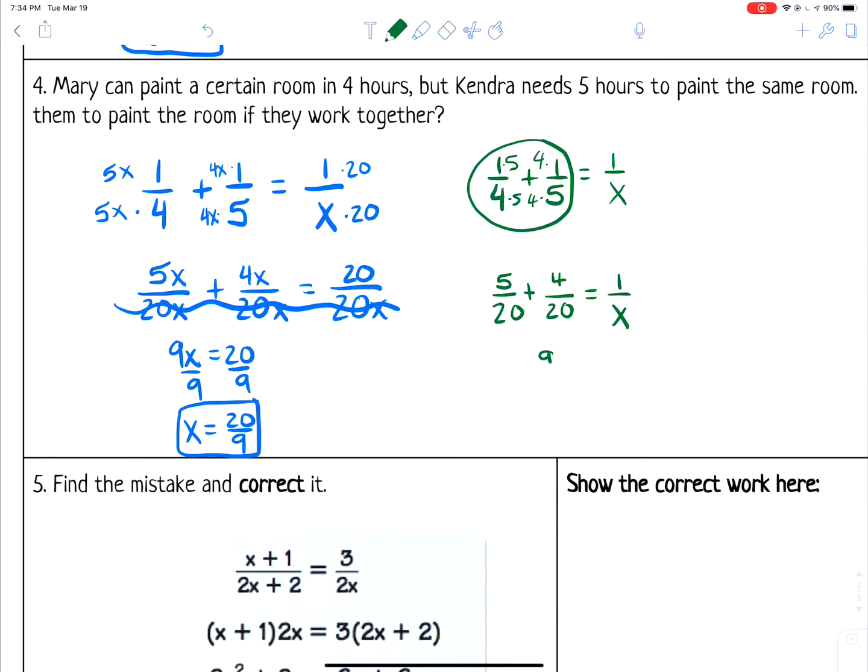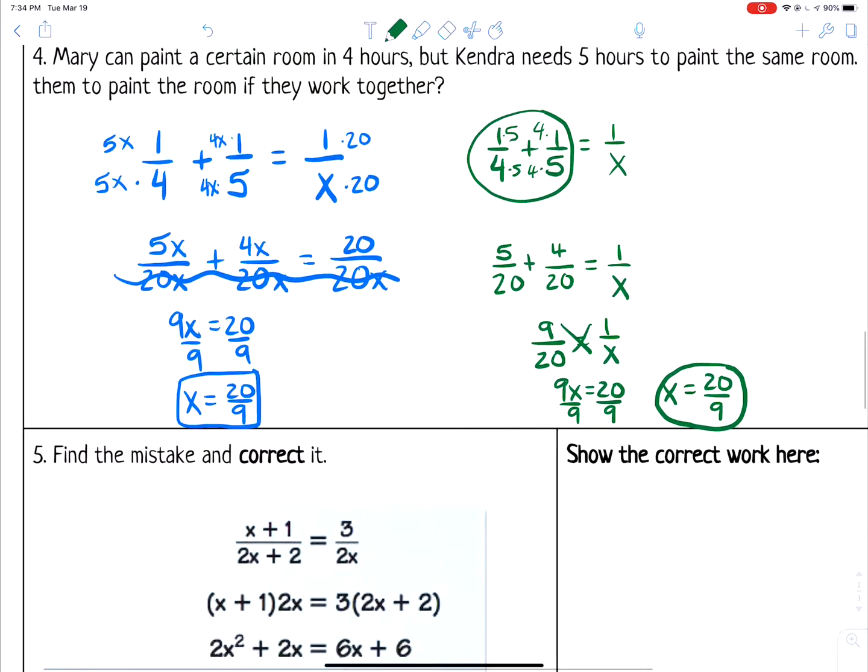So in this case, we get 9 over 20 on the left equals 1 over x on the right. And then you can cross multiply, so you get 9x equals 20 and divide both sides by 9, and we get the same thing. So just two different ways to solve the same problem, either way you want.